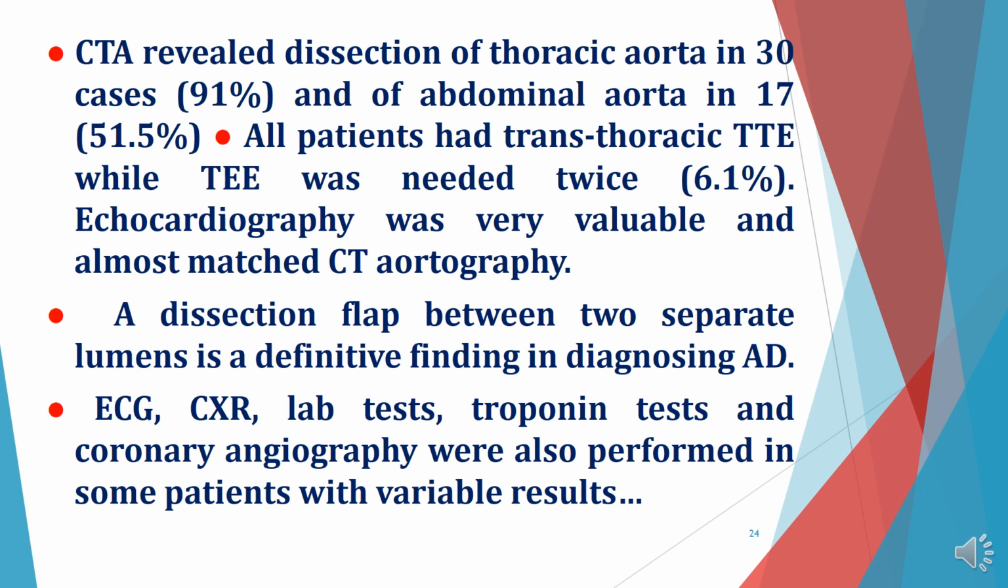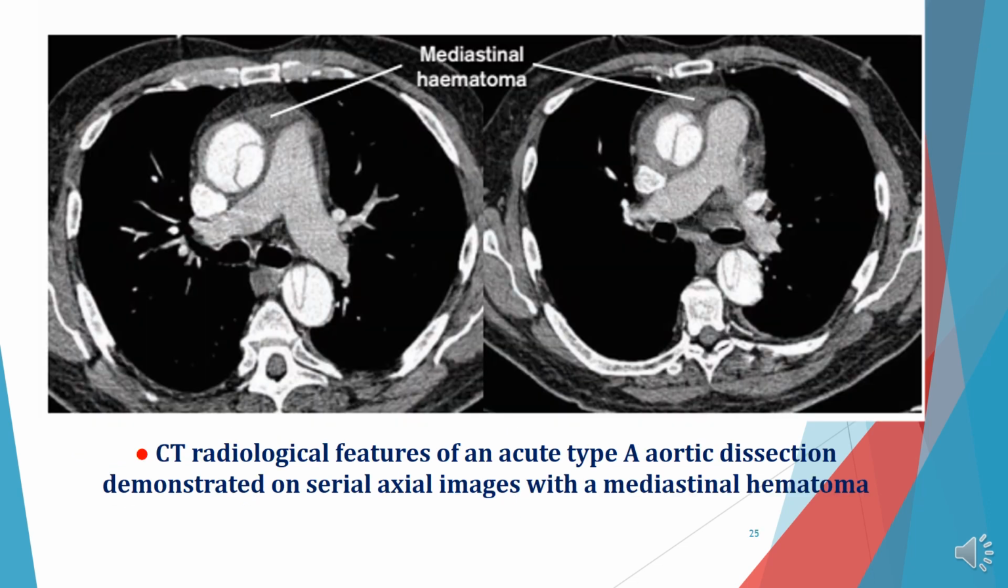ECG, chest X-ray, lab tests, troponin test, and coronary angiography were also performed in some patients with variable results. So in this slide we can see a CT scan of the chest revealing a dissection flap in the ascending aorta, together with a mediastinal hematoma in a patient with acute type A aortic dissection.